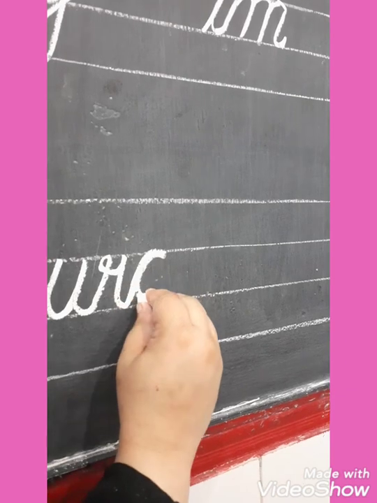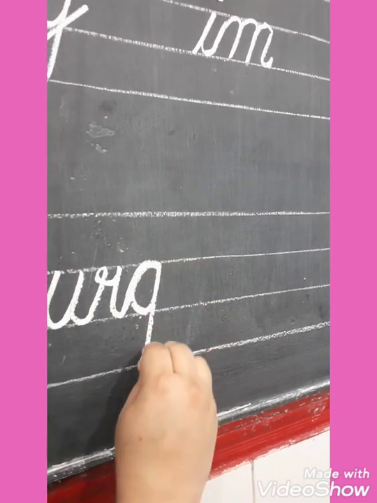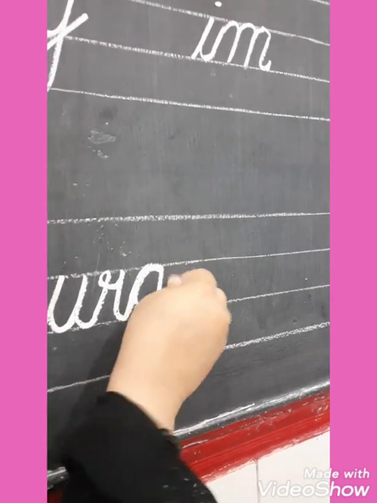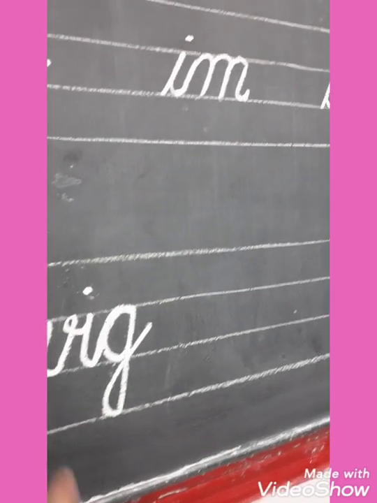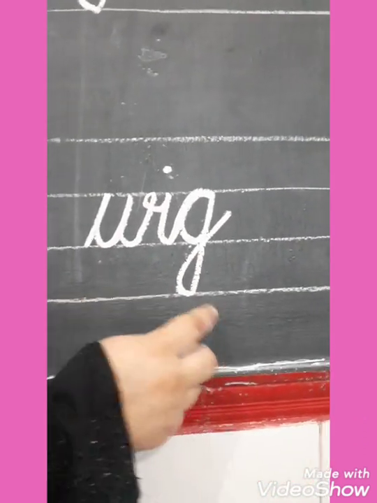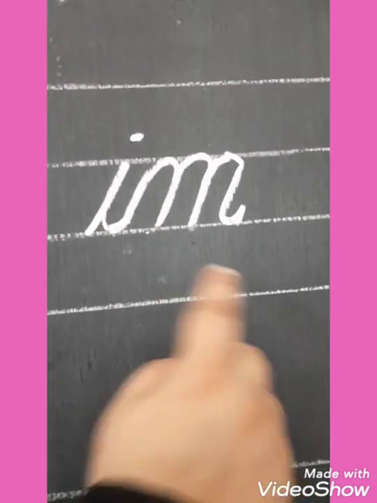You have to make your G. Go up, come down in a slant and cross this. And in the end you have to put the dot. Wig, wig. Your next sound is im. Im sounds im.